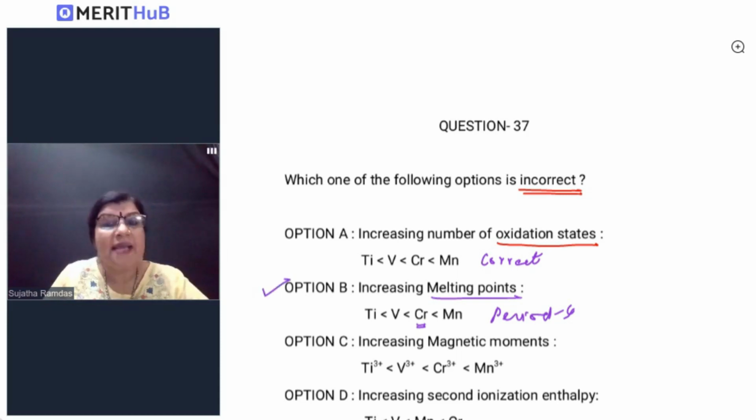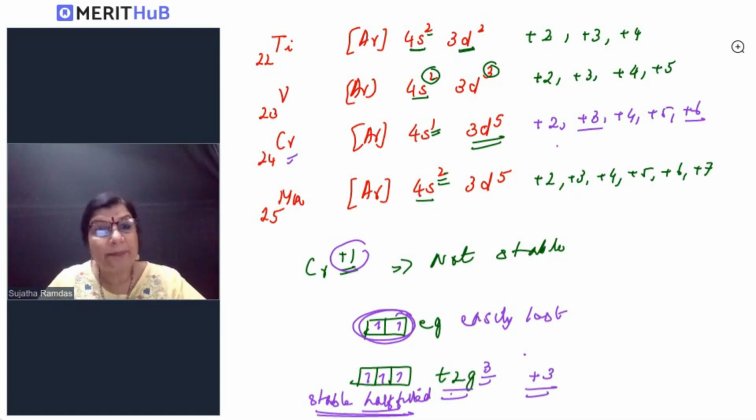But let's understand why chromium has the highest melting point and not manganese. Okay, for that we depend on, again, the electronic configurations. You focus on titanium. By the way, melting point depends upon the strength of the metallic bond. All these are metals. Stronger the metallic bond, higher the melting point. Metallic bond strength depends upon the electrostatic force of attraction between the metal ion and the delocalized valence electrons. Okay, so greater the number of delocalized valence electrons, stronger the attraction, stronger the metallic bond, higher the melting point.